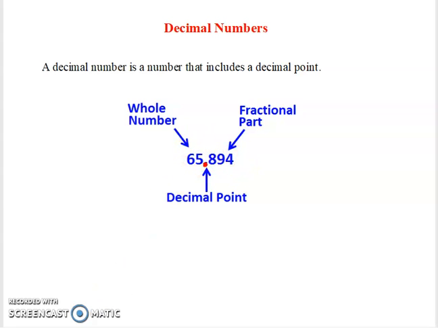Now this 65 right here is referred to as the whole number, right? So the number that is to the left of the decimal point, that's the whole number. Then we have our decimal point, and then the part of the number that follows, which is 894, is referred to as the fractional part, and I'll do some expounding on why this is referred to as the fractional part of the number. So whole number, then the decimal point, and then the fractional part.